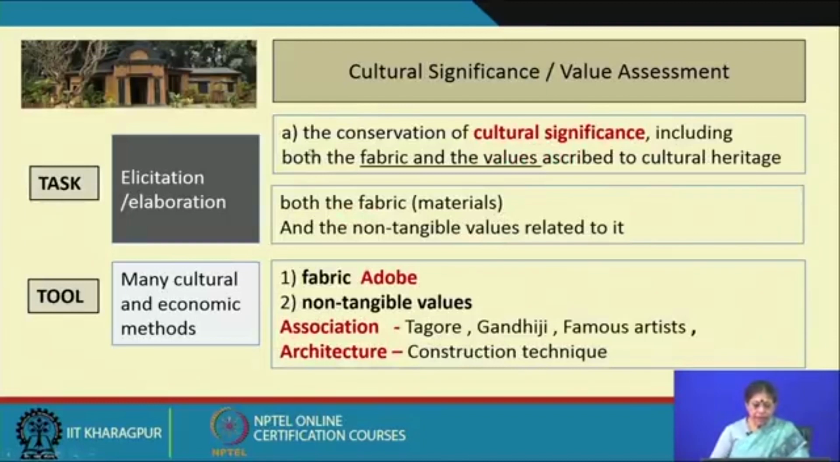So, like the conservation of cultural significance, we talked about the fabric and the values. So, both the fabric, the materials, and the non-tangible values related to it, like I said in case of Shamoli, the architectural association, these are actually intangible aspects, both are important, interrelated. For example, as I said, the fabric in case of Shamoli is adobe, the non-tangible values are association with Tagore, Gandhiji and the artists, and architecture, the construction technique. So, we must understand how this product, Shamoli as a structure, continues to embody the different values, and that actually will decide what should be done with this structure.